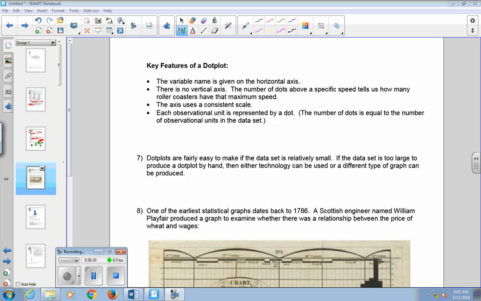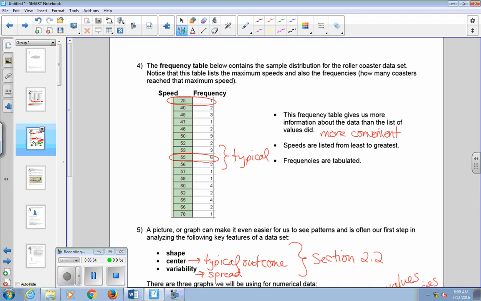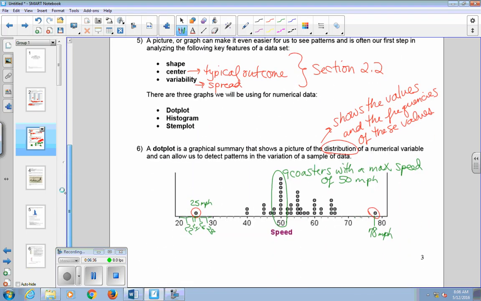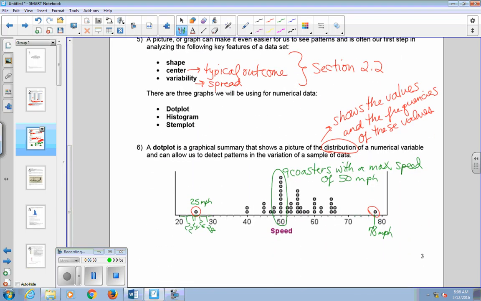Okay, there's some key features of a dot plot. I'm going to flip back and look at the dot plot from the previous page while we go through these. First thing, the variable name is given on the horizontal axis. You always want to make sure you include this. Here's our variable name in this case. Second thing, there's no vertical axis. Although there's a line there, there's no scale on it. So no vertical scale is given.